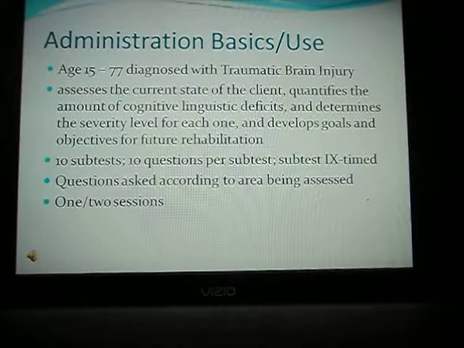There are 10 subtests. 10 questions per subtest. Subtest 9 is timed. The questions are asked according to the areas being assessed. Expert clinicians can complete the whole assessment in 45 minutes. Depending on the patient's fatigue level, you can do the test in 1 or 2 sessions.